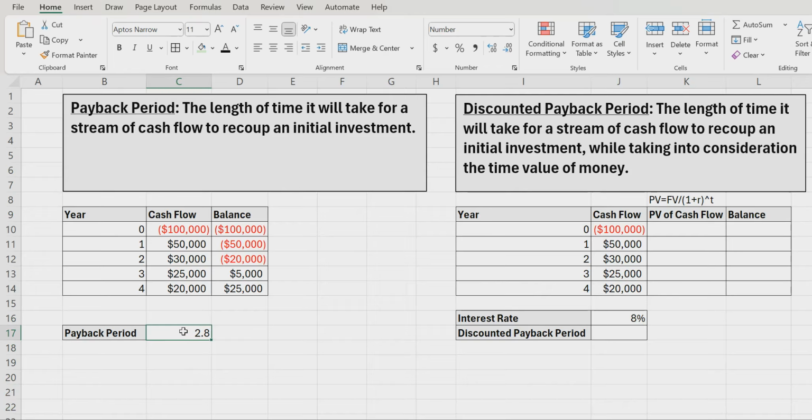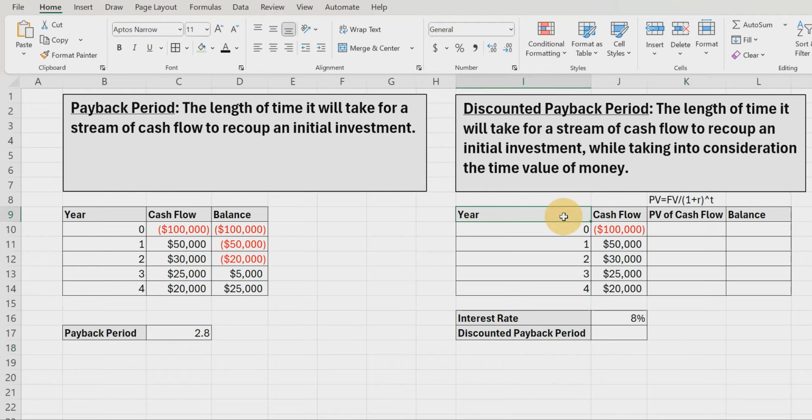So what that means is it will take 2.8 years to recoup this initial investment of $100,000 using the payback period method. Now let's consider the discounted payback period method. So this is similar. It's the length of time it will take for a stream of cash flow to recoup an initial investment, but we're taking into consideration the time value of money. So let's check out this table here.